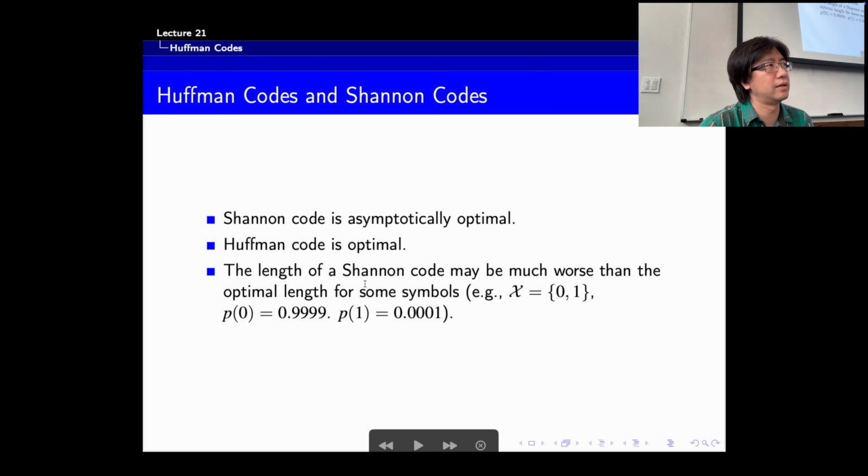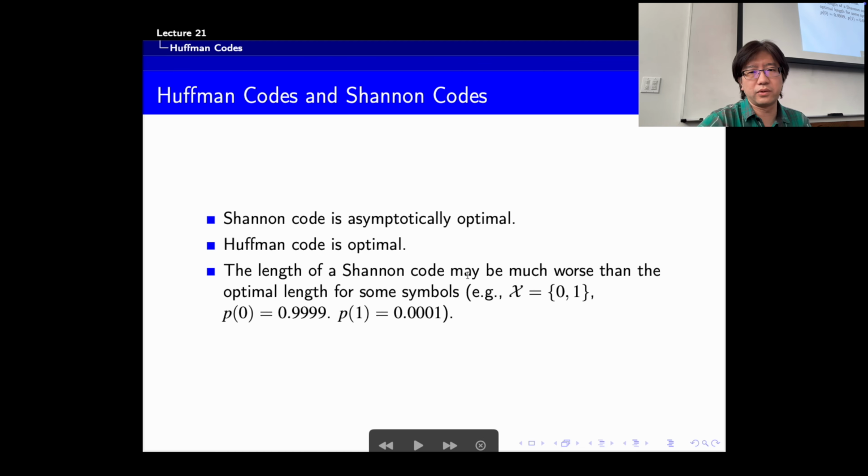Huffman code, okay? And the Shannon code seems pretty optimal, right? Because we show the average length is very close to the entropy, and it will equal the entropy when the number of symbols goes to infinity, right? But we show that when n is very small and when the probability is very far from uniform, then the loss can be significant, right?